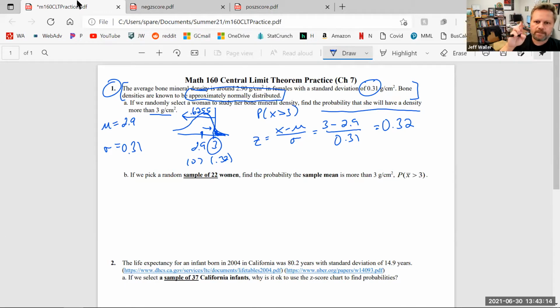I really want that to make sense. The z-score is how many steps away, how many standard deviations I am away, and that translates into an area below me or above me or whatever.